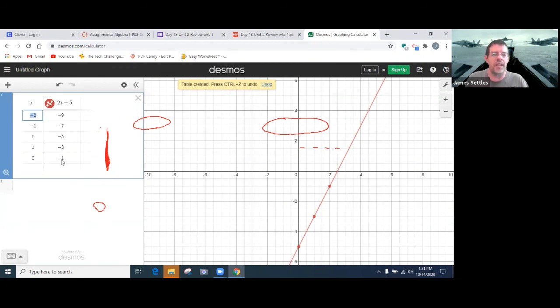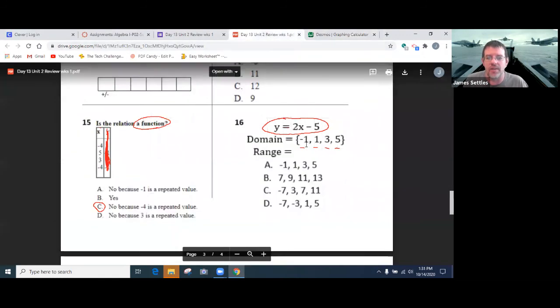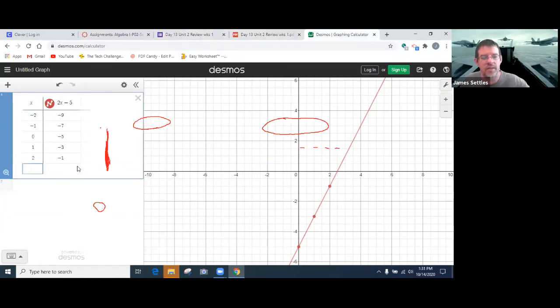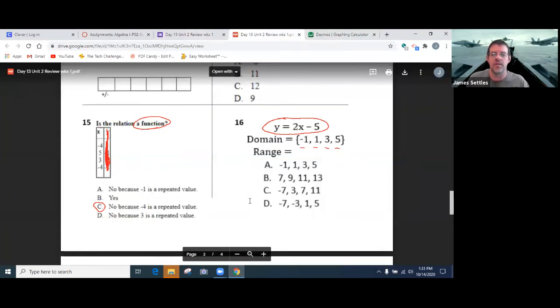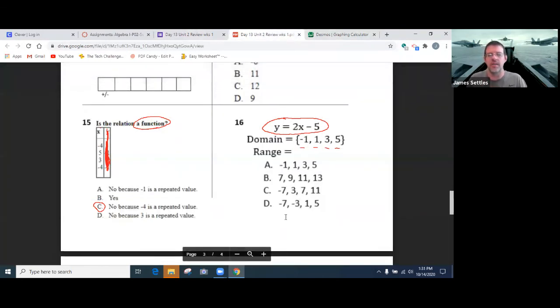Now, some of these numbers are already here, like -1 and 1. And then what else do they have? So -1 and 1 and 3 and 5. So come down here, 3 and 5. So I'm looking for a -7, a -3, 1, and 5. So a -7, a -3, 1, and 5 would be D. And as soon as you knew the -3, you knew the answer. The only one that had -3 was D.